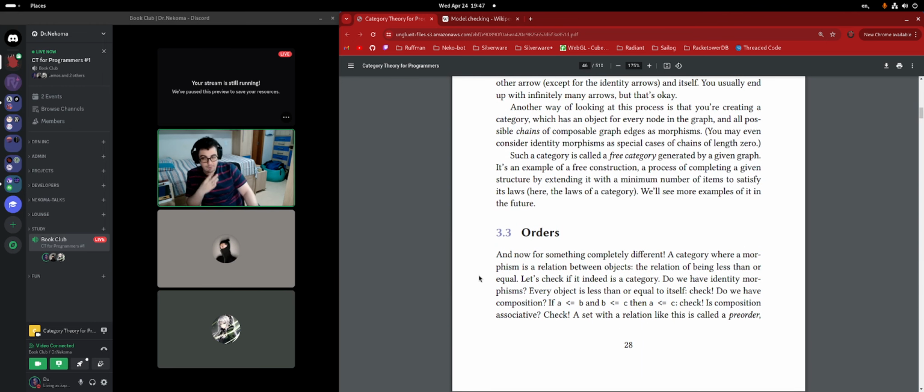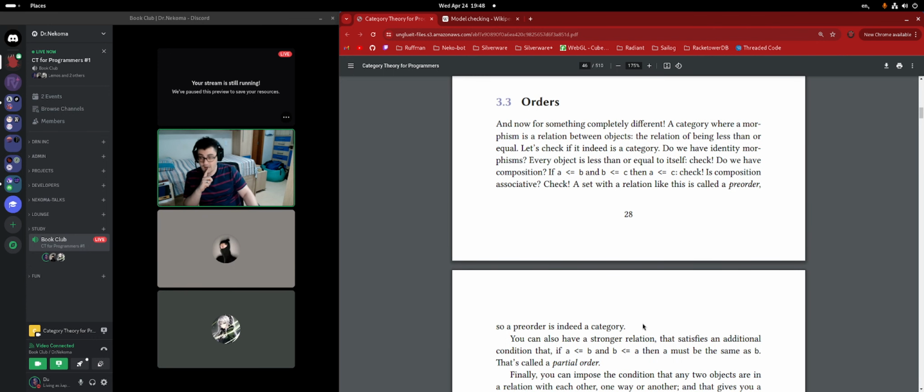And then we're going to talk about the pre-order category. How are we going to check for this? We're going to check if every object is less than or equal to itself, because we need identity. We're going to check if they compose. So if A is less than or equal to B, and B is less than or equal to C, A will be less than or equal to C as well. So this is okay, and it is associative.